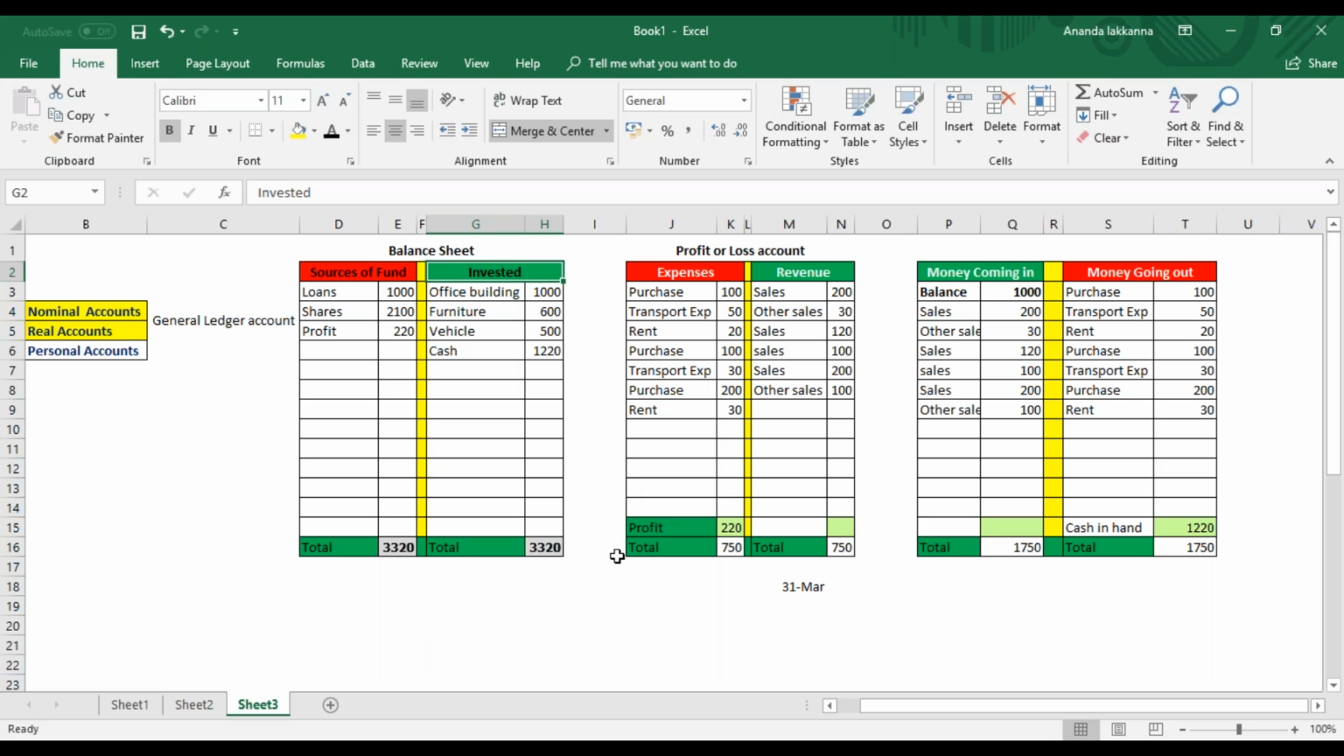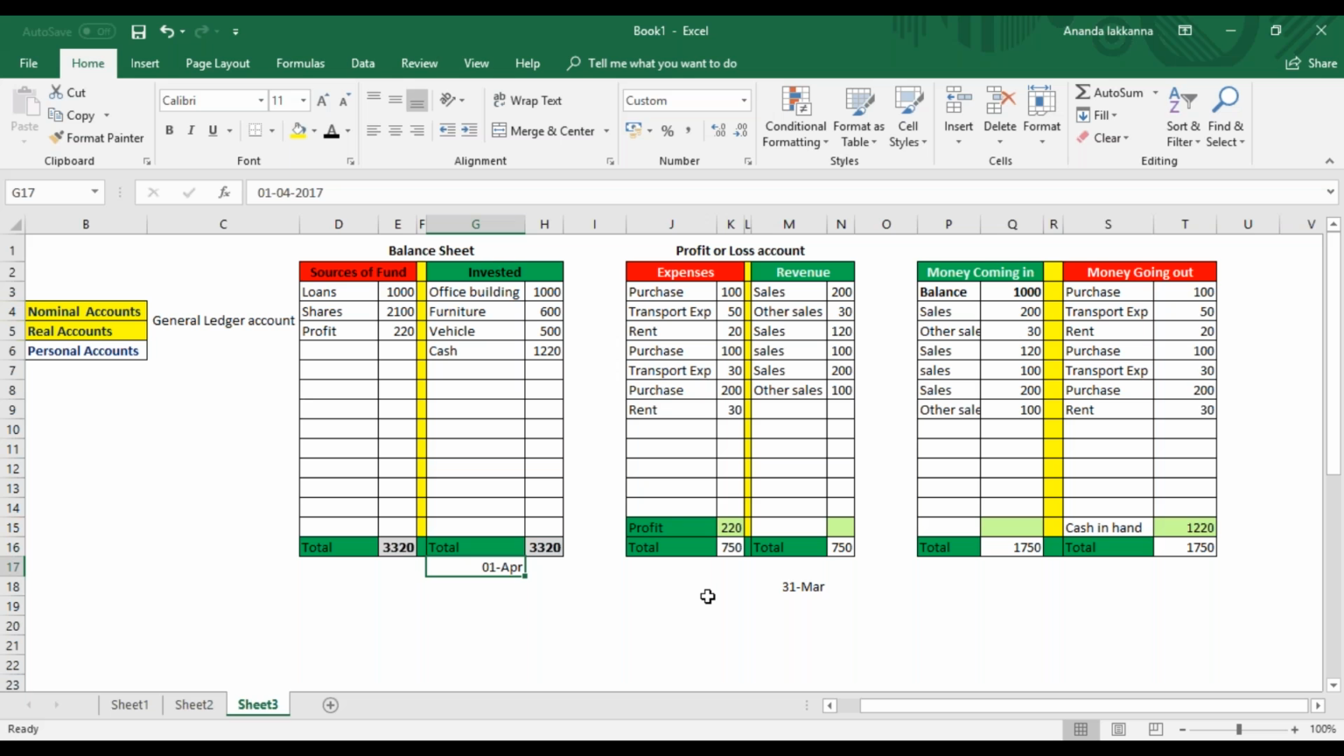Say on 1st of April, just imagine the date, I had this balance sheet. I had 3,100 rupees, and I invested it in building, furniture and vehicles. I did a business with operations, meaning purchasing and selling for a higher price, for 1 year.